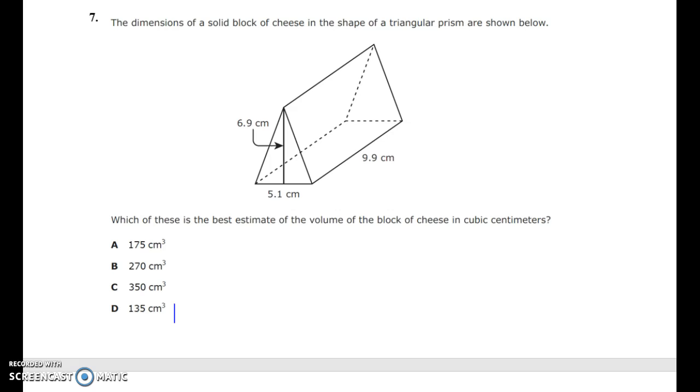Number 7. The dimensions of a solid block of cheese in the shape of a triangular prism are shown below. Which of these is the best estimate of the volume of the block of cheese in cubic centimeters? A. 175 centimeters cubed. B. 270 centimeters cubed. C. 350 centimeters cubed. D. 135 centimeters cubed.